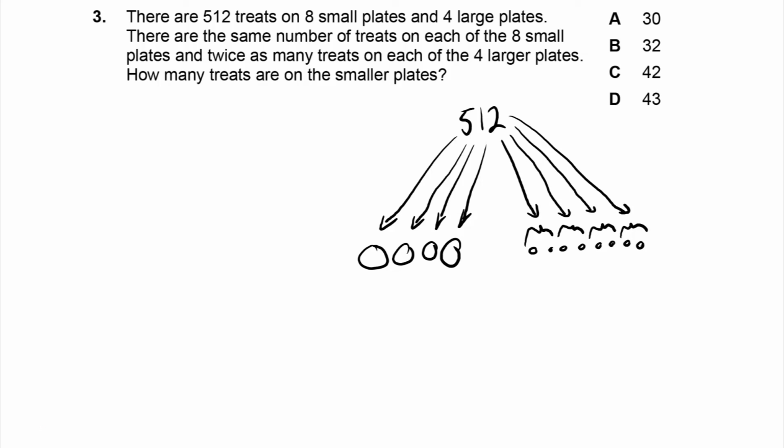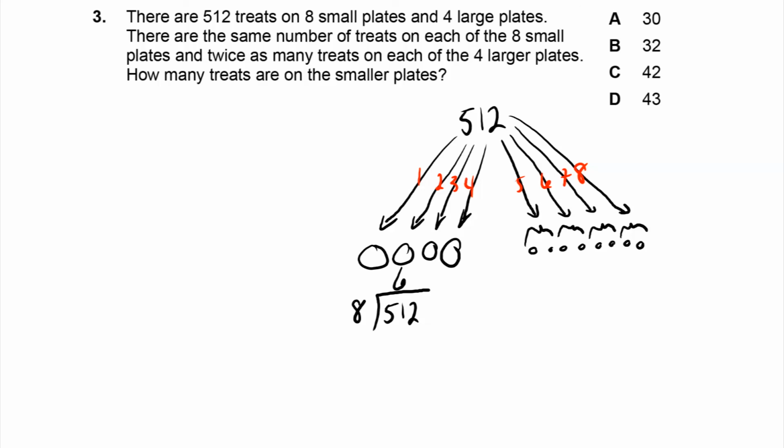From this, we can see that we're taking the 512 and dividing it up into 1, 2, 3, 4, 5, 6, 7, 8 equal-sized parts. Remember, each of the smaller plates is getting half of what one of the larger plates is getting. So 2 of them together are the same as one of the larger plates. So the first step of the problem then is going to be to take 512 and divide it by 8.